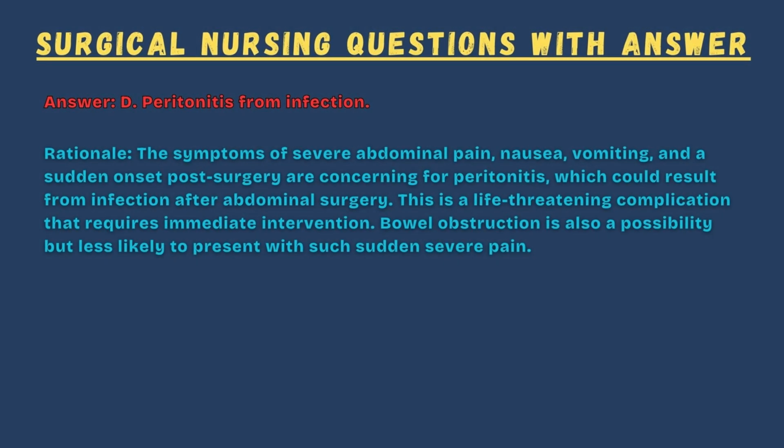Answer. D. Peritonitis from infection. Rationale. The symptoms of severe abdominal pain, nausea, vomiting, and a sudden onset post-surgery are concerning for peritonitis, which could result from infection after abdominal surgery. This is a life-threatening complication that requires immediate intervention. Bowel obstruction is also a possibility, but less likely to present with such sudden, severe pain.